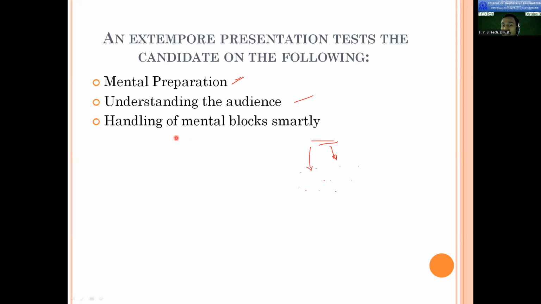And next is handling mental blocks smartly. What are mental blocks? Whenever we are going to speak, there is something already fixed in our mind. Maybe for me, my mental block can be like this: speaking in front of the public is very difficult, and I cannot speak in public. If this thought is in my mind, whenever I go in front of an audience, maybe I have prepared, but I may go blank. Why? Because there is some mental block in my mind that I'm not able to speak publicly.